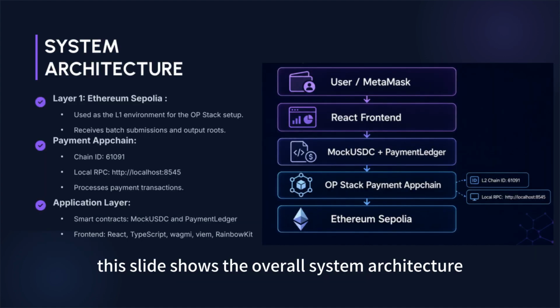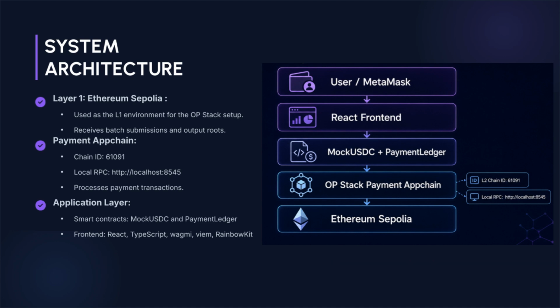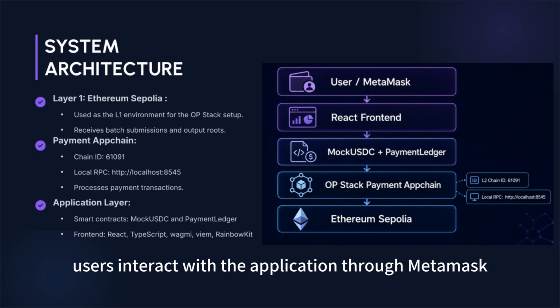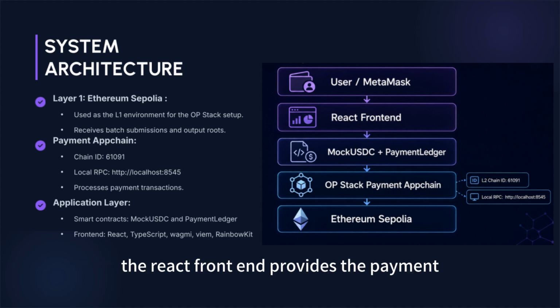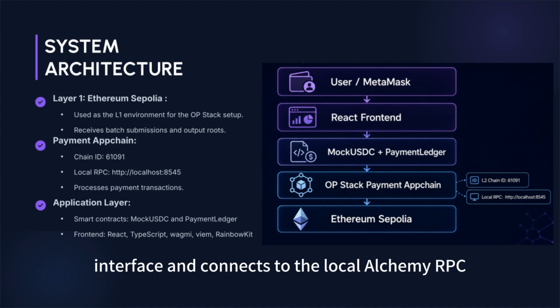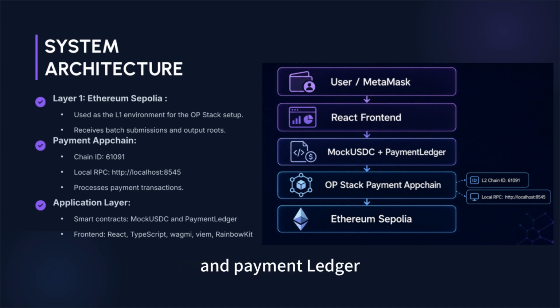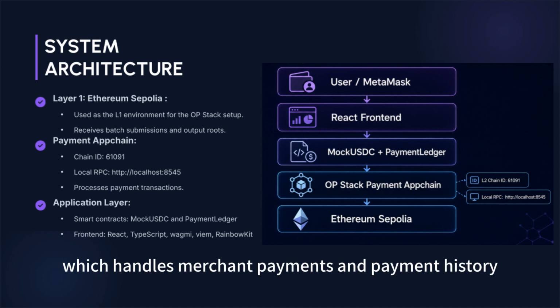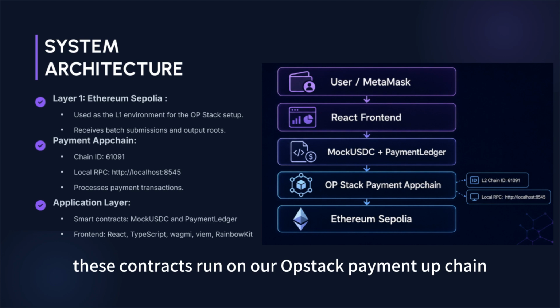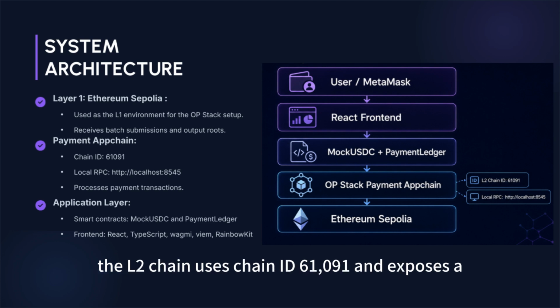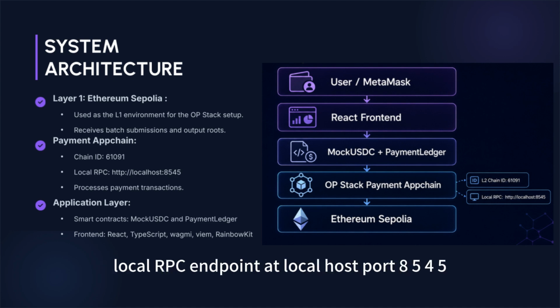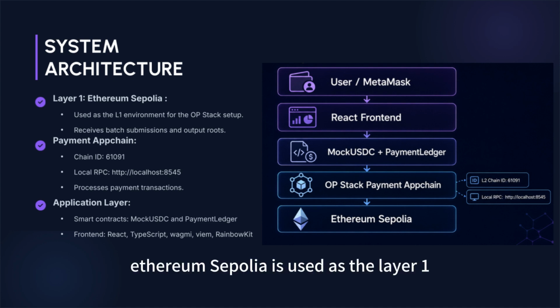This slide shows the overall system architecture. At the top, users interact with the application through MetaMask. The React front-end provides the payment interface and connects to the local L2 RPC. On-chain, we deploy two main contracts, MockUSD, which acts as the test stablecoin, and PaymentLedger, which handles merchant payments and payment history. These contracts run on our OpStack payment upchain. The L2 chain uses chain ID 66109 and exposes a local RPC endpoint at localhost port 8545. Ethereum Sepolia is used as the Layer 1 environment for the OpStack setup.